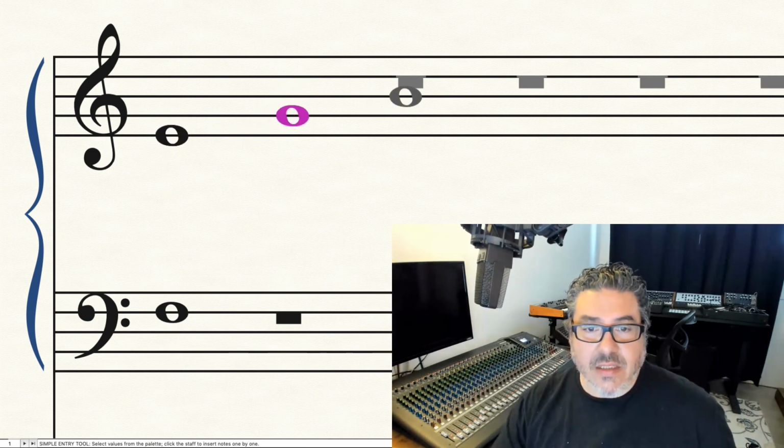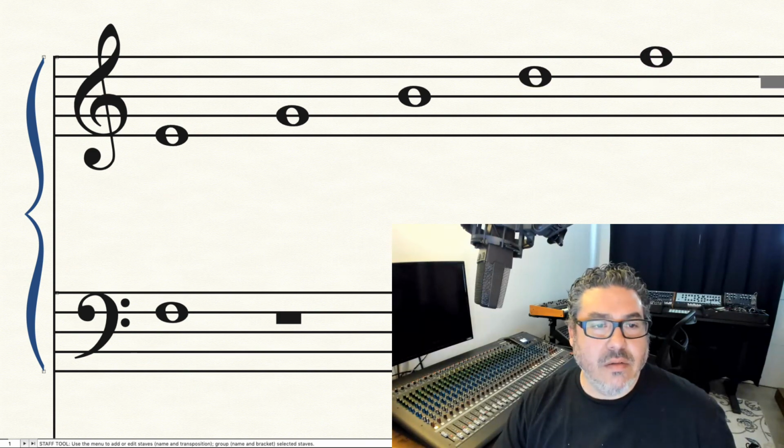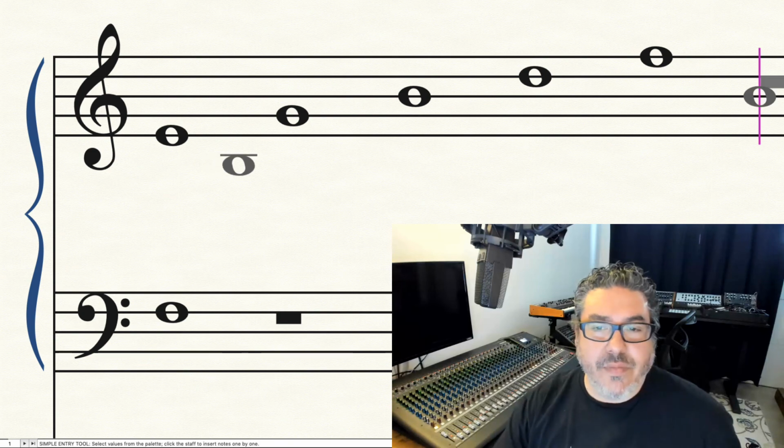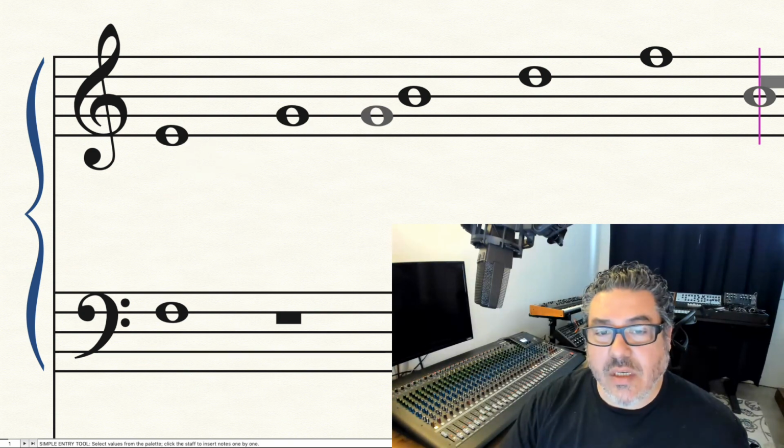The next line is A, well, let's count. E, F, G, after G is A, B, C, D, E, F. So the lines of the treble clef is E, G, B, D, F.